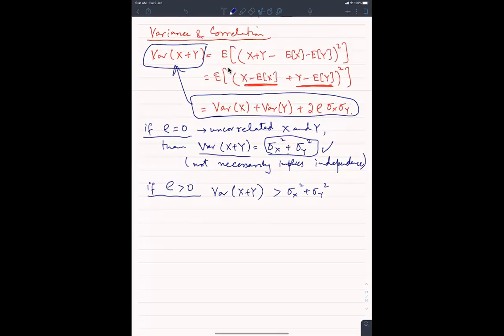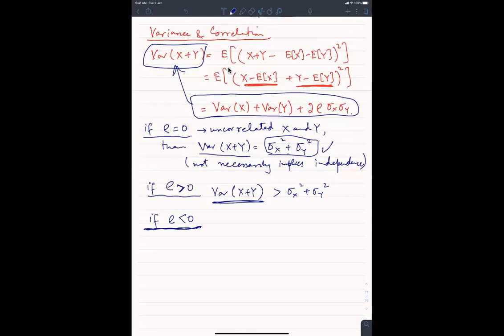Okay? And if correlation is greater than 0, इसका मतलब x और y एक दूसरे को support कर रहे हैं. अगर correlation is less than 0, इसका मतलब है कि x बढ़ रहा है तो y कम हो रहा है, तो एक दूसरे को कैंसिल कर देंगे.